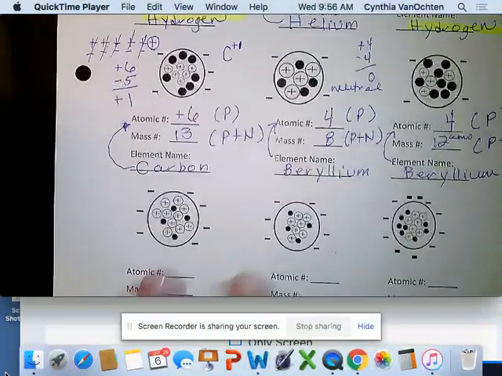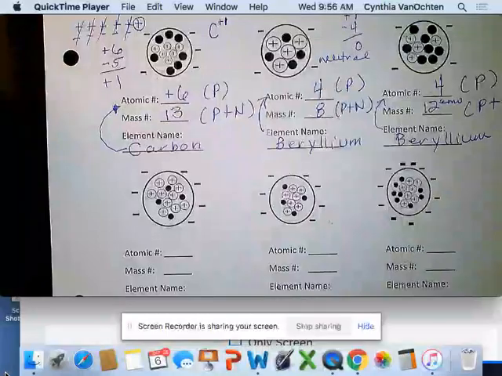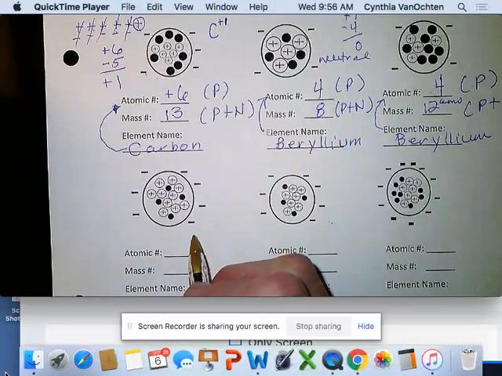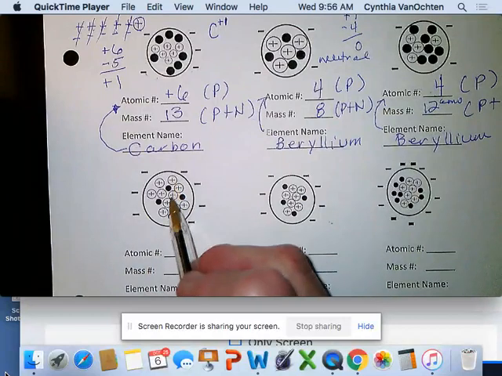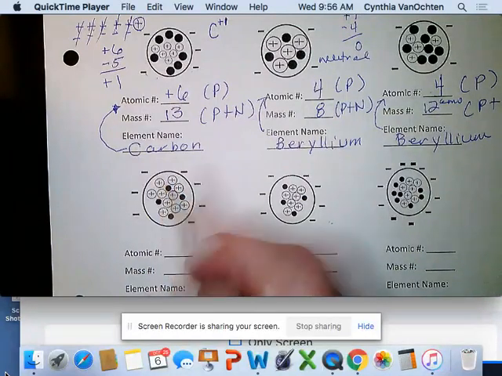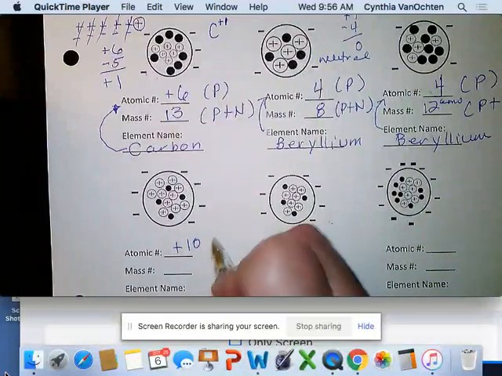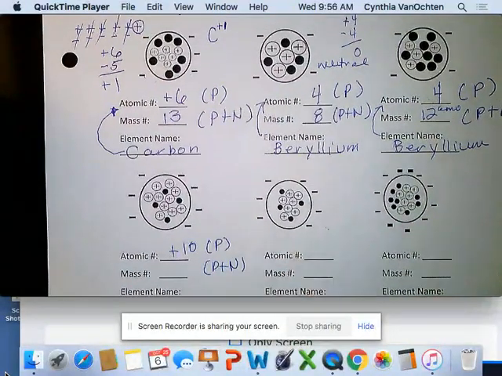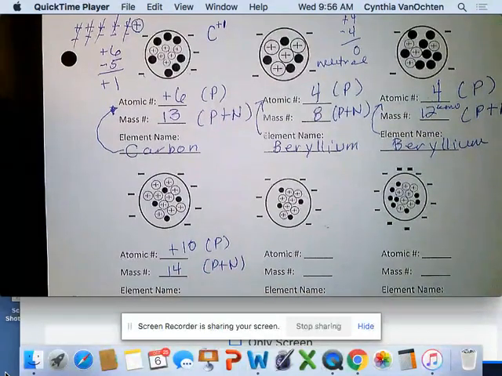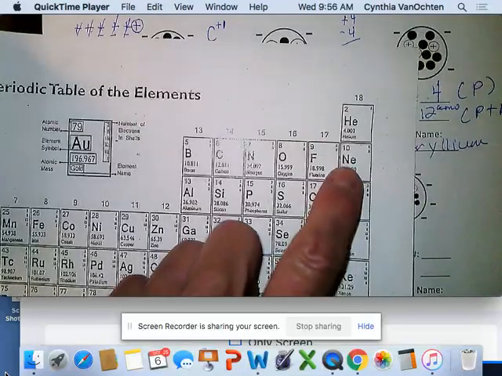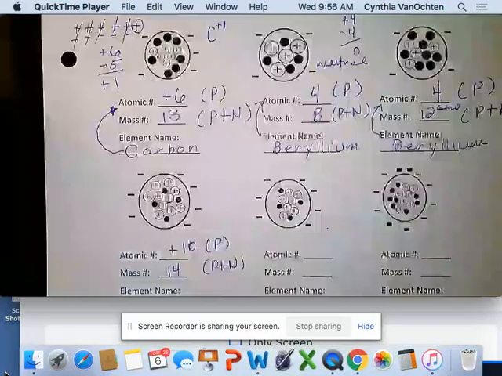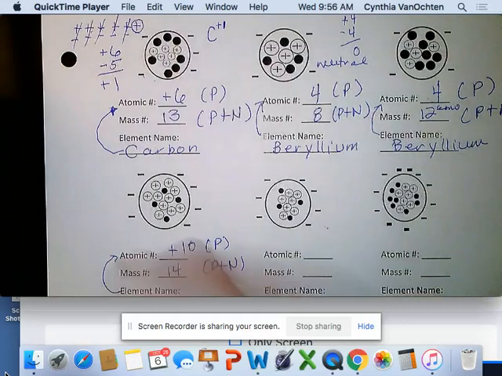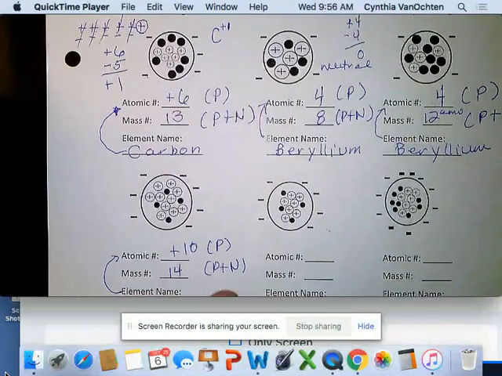Okay, Randy, do the next one for us. How many positives for this one? 10. Okay, is that right, everybody? I didn't count them. 1, 2, 3, 4, 5, 6, 7, 8, 9, 10. Yep, good job. What is the atomic mass, which is your protons plus your neutrons? 14. What is the element name? Neon. If you look on here, neon is the one that has 10 protons in its nucleus. You look at the atomic number. So that is neon. Very good.